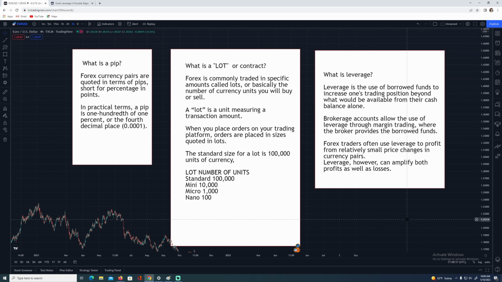Now let's go into the second part of this video, which is what is a lot or a contract. Forex is commonly traded in a specific amount called lots, or basically the number of currency units you will buy or sell. A lot is a unit of measuring a transaction amount. When you place orders on your trading platforms, orders are placed in sizes quoted in lots. Now, the standard size for a lot is 100,000 units of currency.